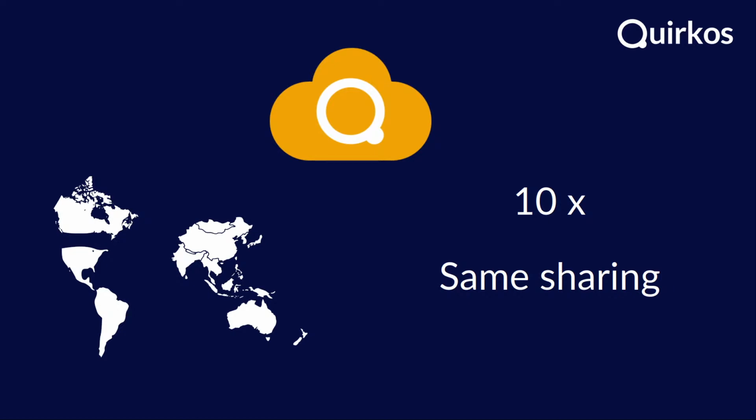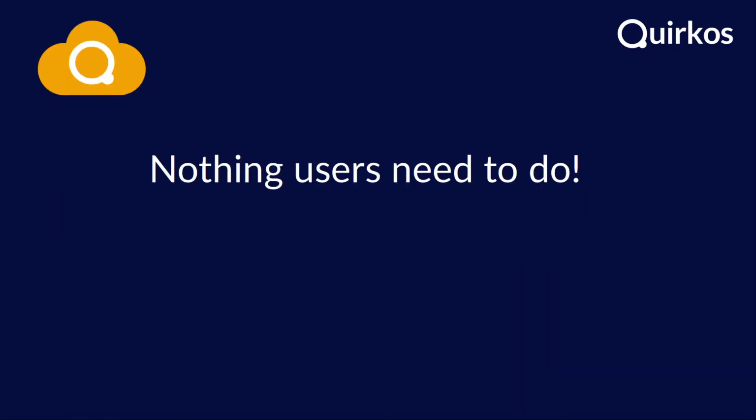So all the same project sharing options are still available. You can still share projects with people working anywhere in the world. All the same security requirements and all the same security procedures that we have in place to make the Quirkos Cloud secure exist for our now global network of servers. But it greatly increases the reliability, redundancy, and especially the performance for a lot of people. And there's nothing that users need to do.